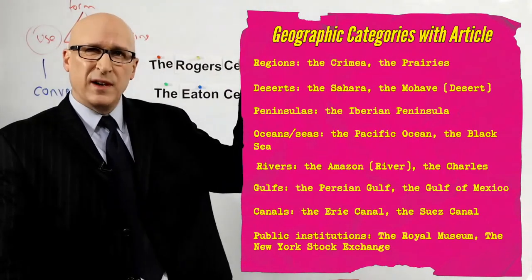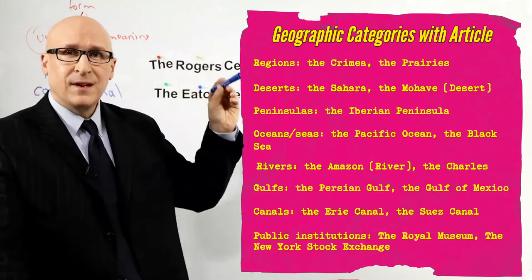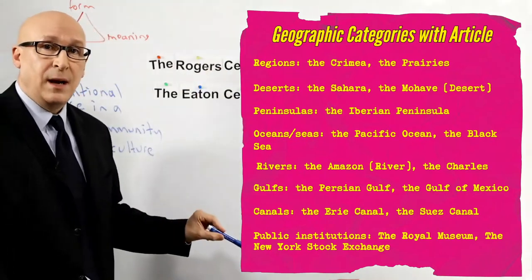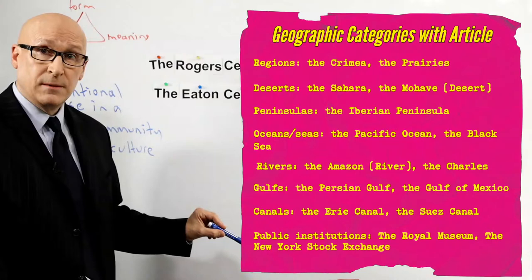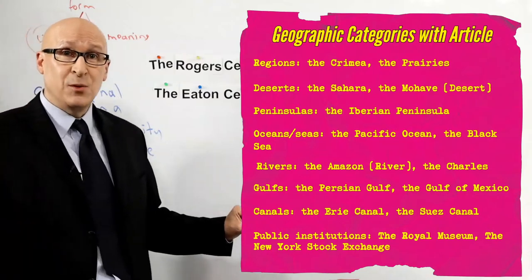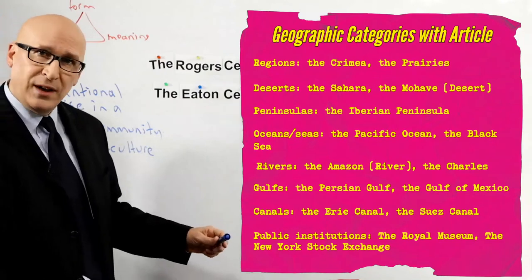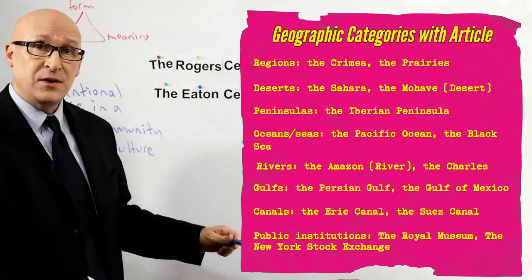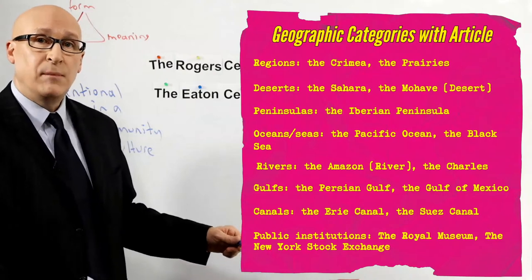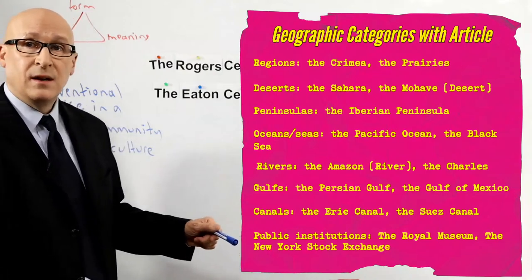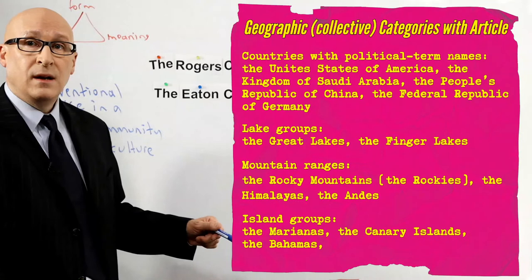It's not really a geography. It's not part of land, but it's a place. What kind of place? A public institution. Okay? So Diomi, if you're still with me, the Rogers Center is a public institution. Everyone in that city knows where Rogers Center is. It's a specific public institution, right?